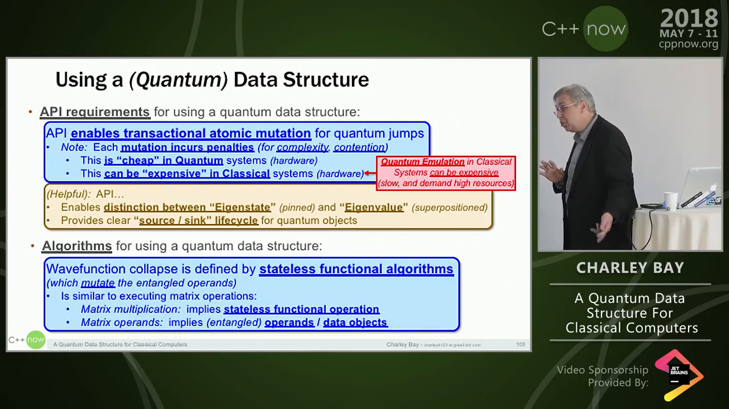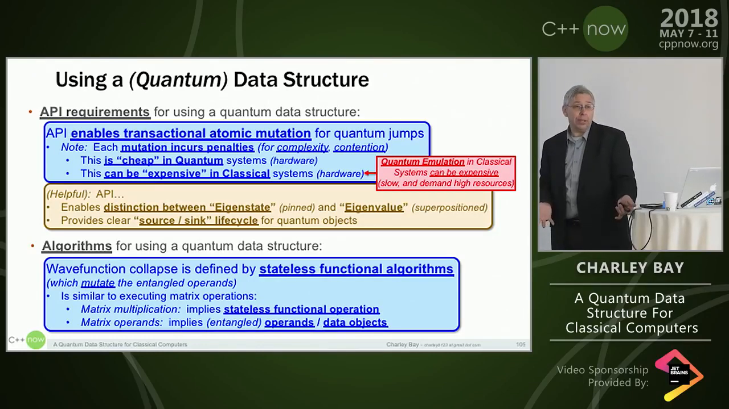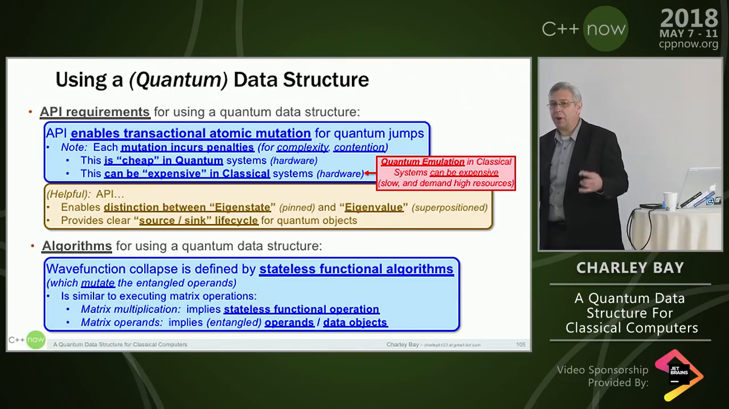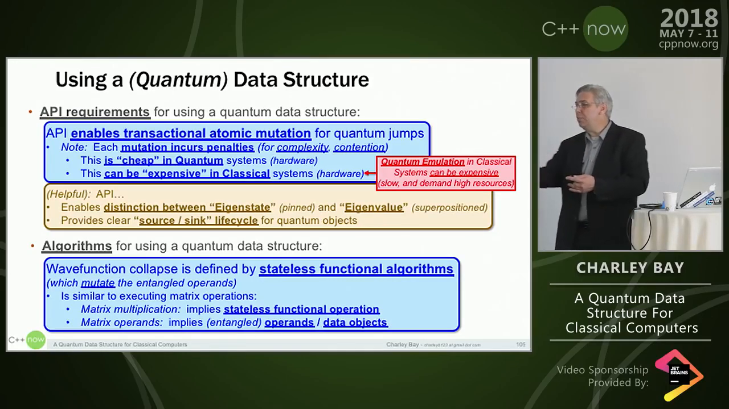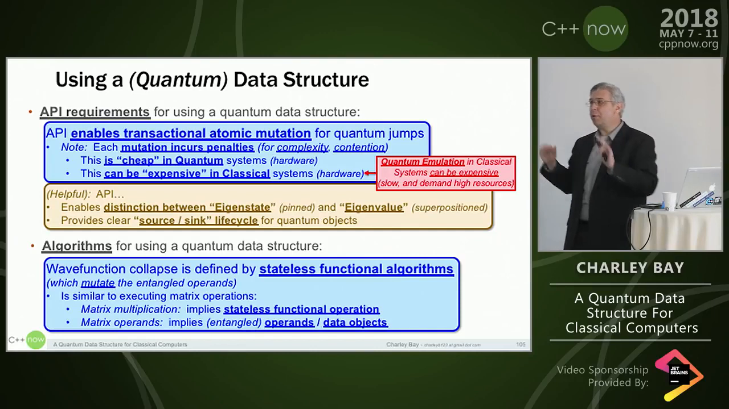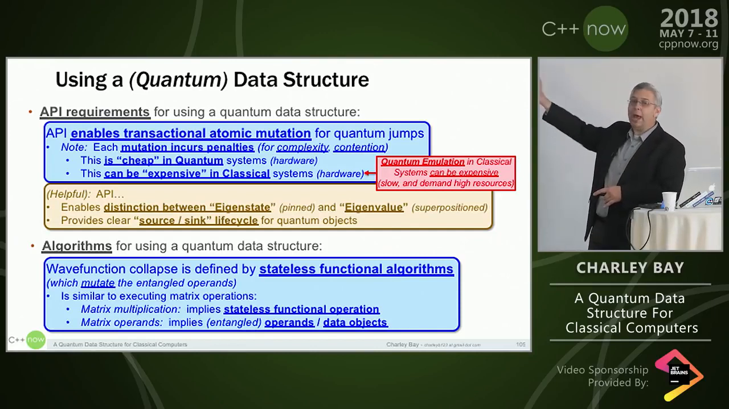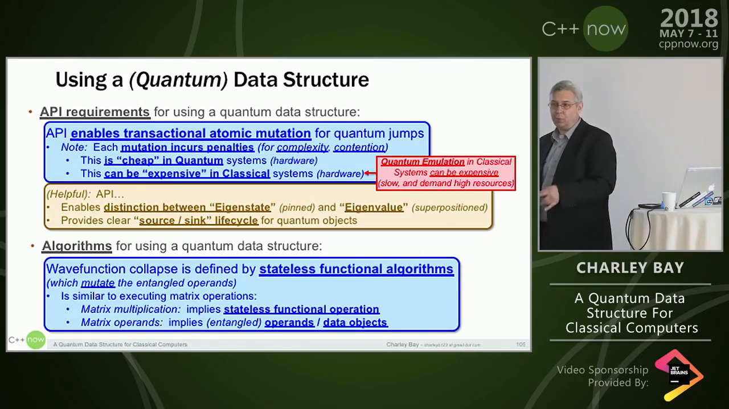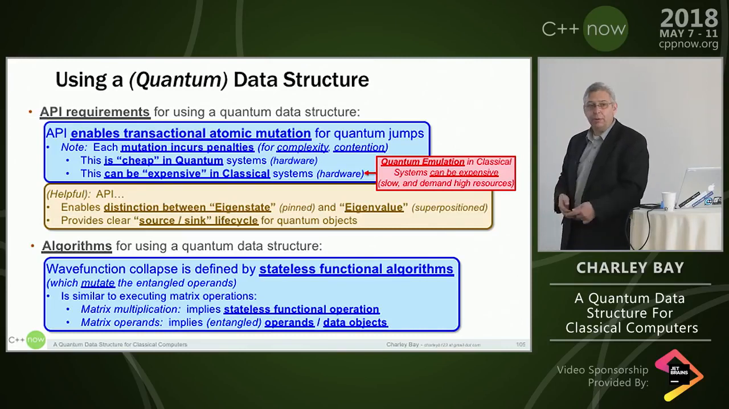Like, are you already pinned to an eigenstate? Because if he's pinned to the eigenstate, you can go ahead and read it. It's not going to be destructive. But if it's an eigenvalue, it'd be nice to be able to test, if I were to read you, would this trigger a collapse? That would be a helpful API thing, because we really need to know where in the life cycle the object happens to be.